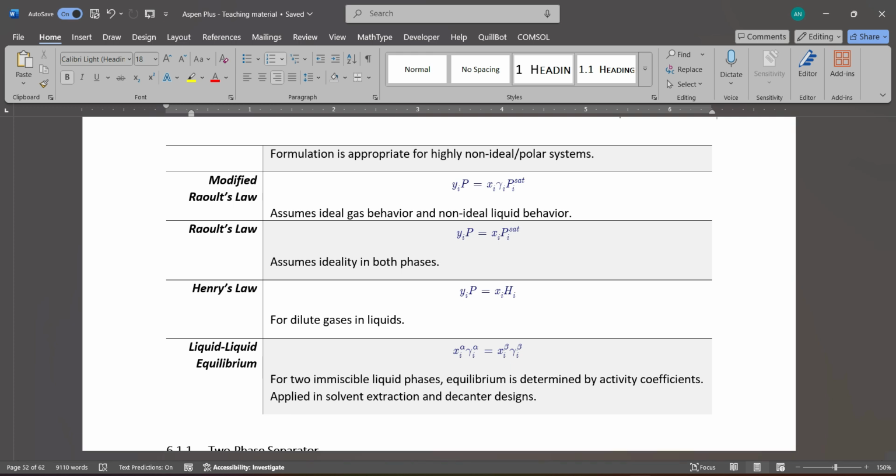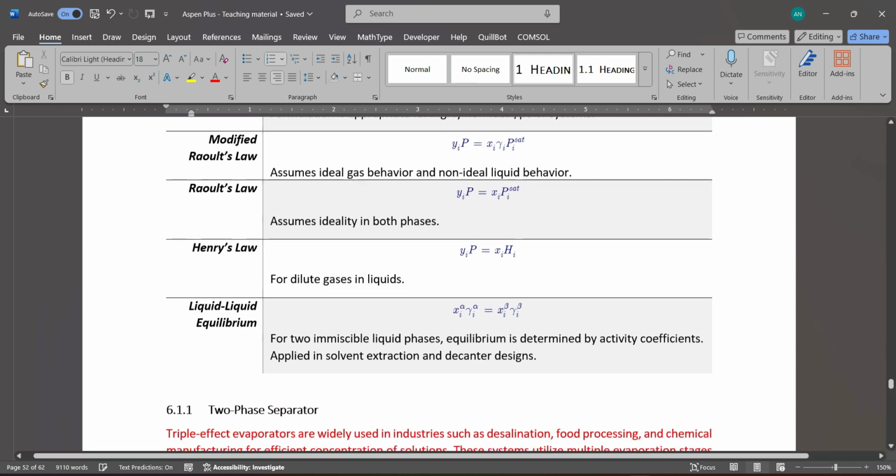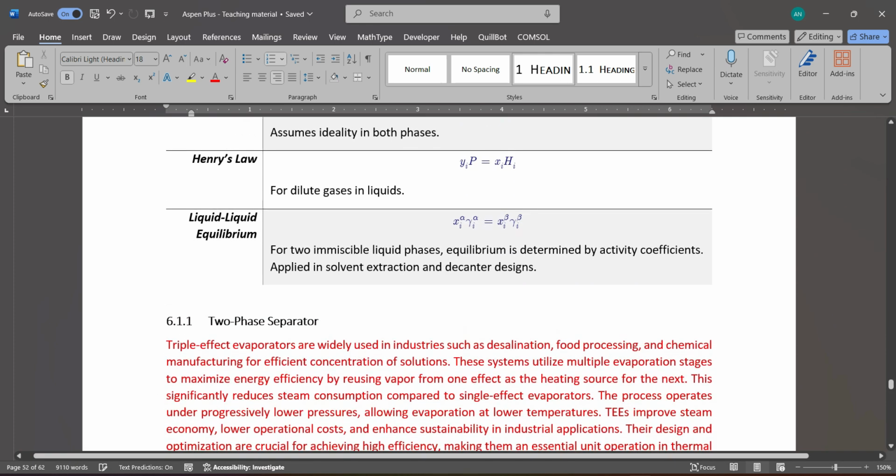Then the liquid-liquid equilibrium is determined by the equilibration of the activity coefficient times the molar compositions of all the components in the two immiscible liquid phases, and this formulation is commonly applied in the liquid-liquid extraction process or in the decanter design process. So with this background, let's jump into the case studies.